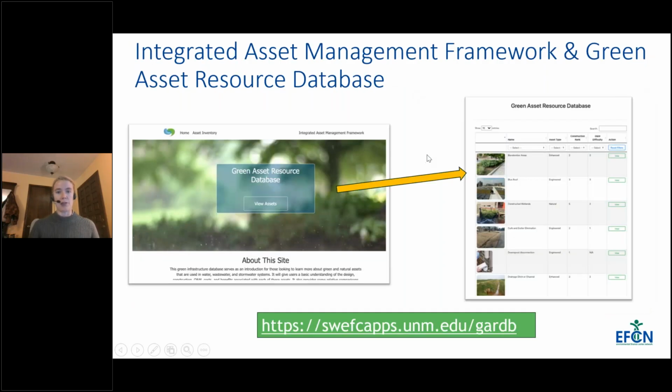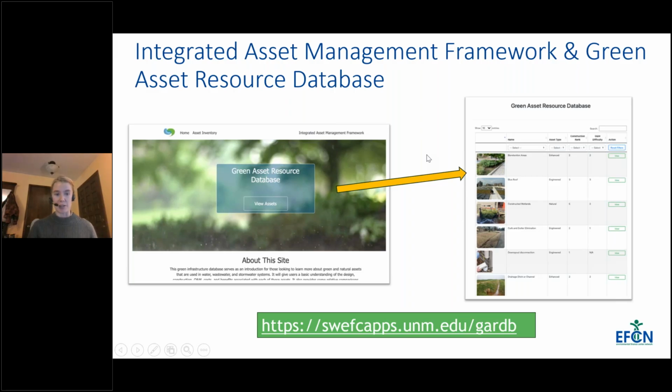I also just wanted to let you know that the Southwest Environmental Finance Center has the Integrated Asset Management Framework. This is a guidebook for those of you who are practitioners to use to really integrate green infrastructure into your asset management plans. If you don't already have an asset management plan and you're a utility, whether water, wastewater, or stormwater system, I highly recommend this. It's what my Environmental Finance Center focuses on.